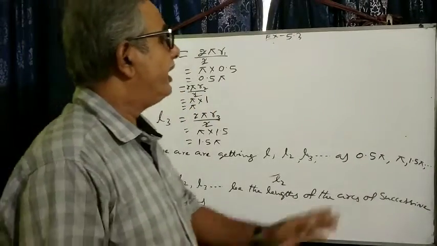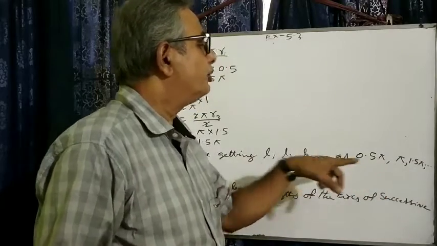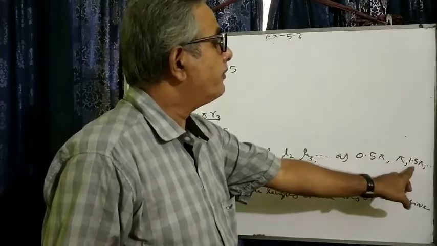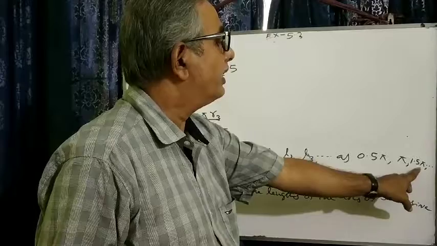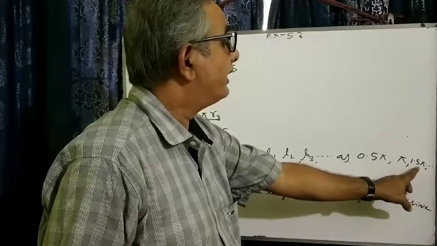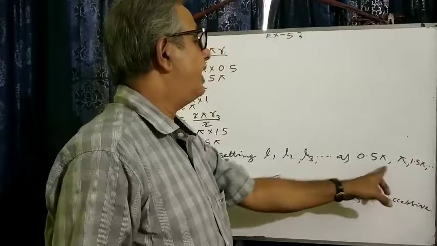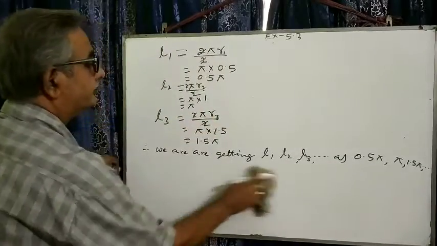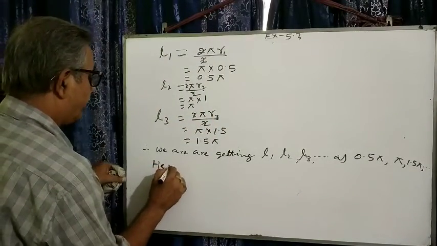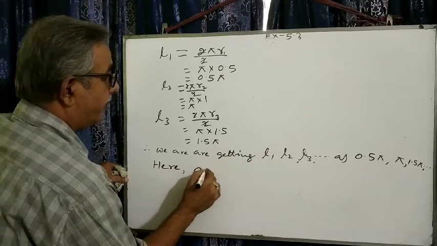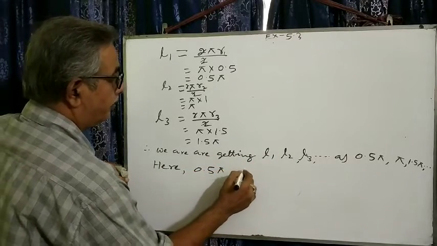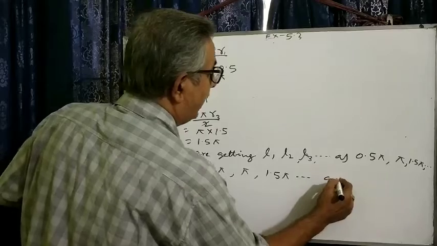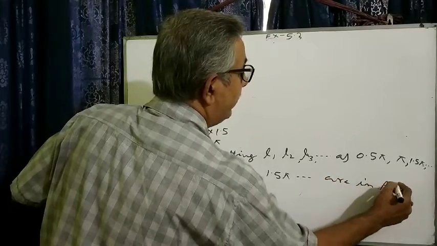You see, they are in AP. Why are they in AP? Pi minus 0.5 pi, you get 0.5 pi. Again, 1.5 pi minus pi, you get 0.5 pi. They are in AP. Here 0.5 pi, pi, 1.5 pi, and so on are in AP.